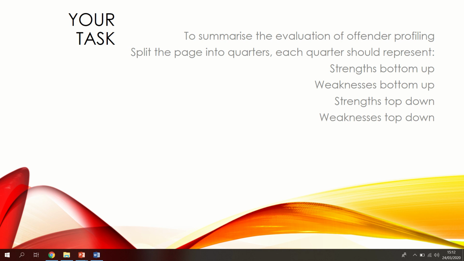However, I would like you to summarise, like I said, and evaluate offender profiling if you can, please. This will probably have taken at least 3 lessons. So Wednesday, Thursday, and Monday's lesson will have been taken up by doing all of these tasks. And hopefully at the end of it, you've got a mini offender profile that you've done yourself, and then a big summary of the evaluation of offender profiling, bottom-up and top-down processing.